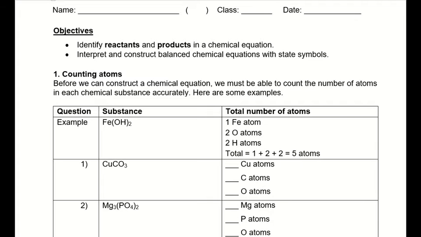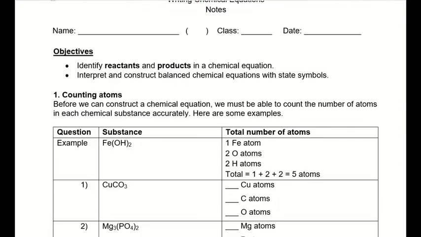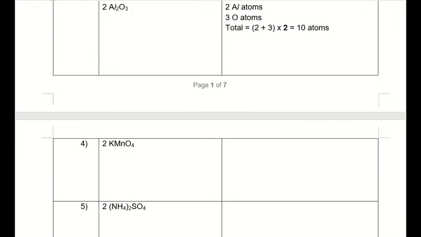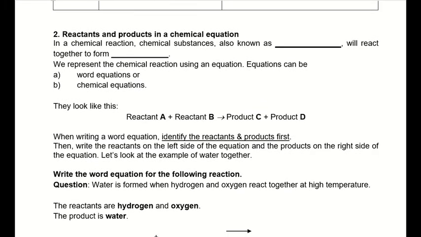For this lesson, we're going to look at how we can construct equations and also how to balance them. Okay, so if you look at this worksheet, "Writing Chemical Equations", I want you to skip all the way to this part of the notes.